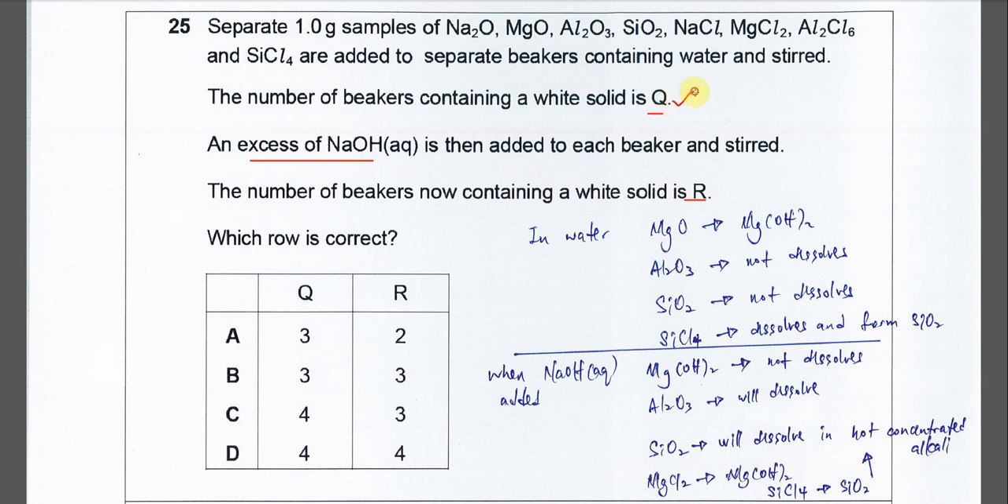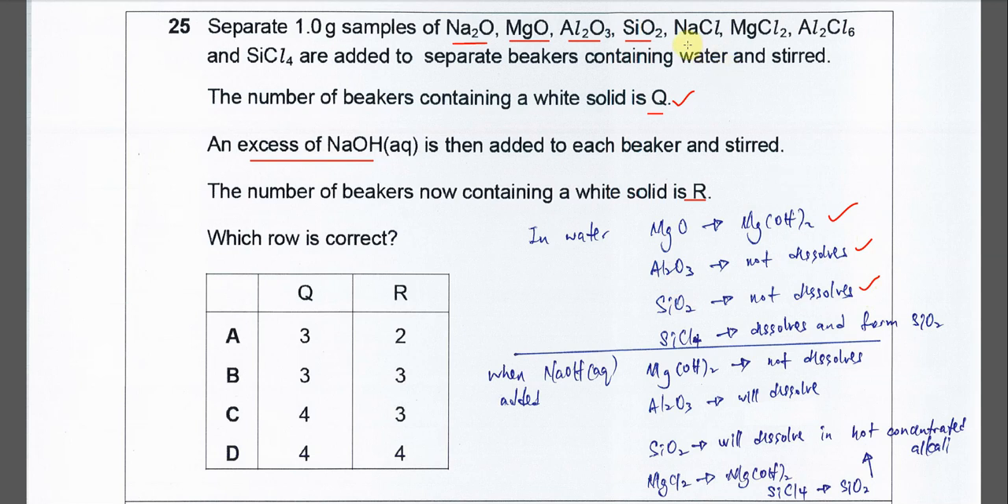Okay, if we discuss the first part, let's say we add all these compounds in water. We know that sodium oxide will dissolve. Magnesium oxide will form magnesium hydroxide, so it's not really dissolving, and the white solid is there. The aluminium oxide and SiO2 both cannot dissolve in water. So therefore, the magnesium oxide will form the white solid. The aluminium oxide and SiO2 will not dissolve. The white solid is there.